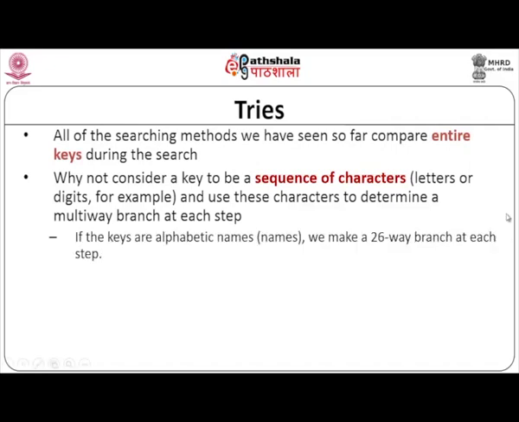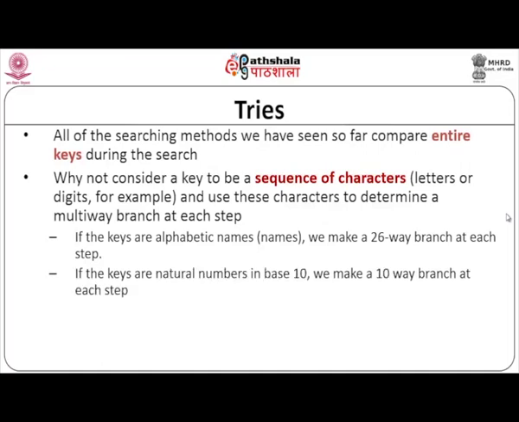Okay. If the keys are alphabetic names, for example, we may make a 26-way branch at each step. It is basic, because you have A, B, C, D, E, F, G, H, I, J, K, and so on up to 26. You could have had capital letters separately, that is a different way. But here we will talk about 26. Suppose the keys are natural numbers, only natural numbers to the base 10, then you can have a 10-way branch. So, the multi-way branching of the tree is determined not by what type of tree it is, but by the number of characters that can occur in the key.